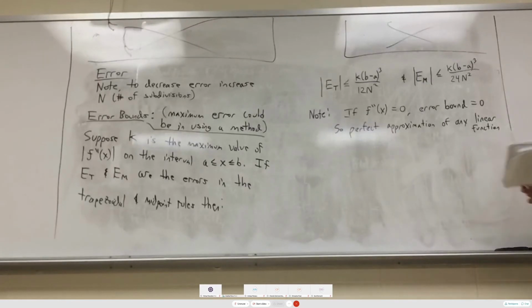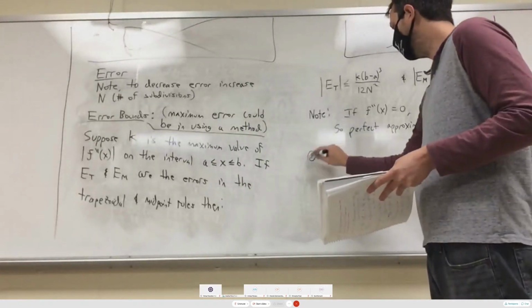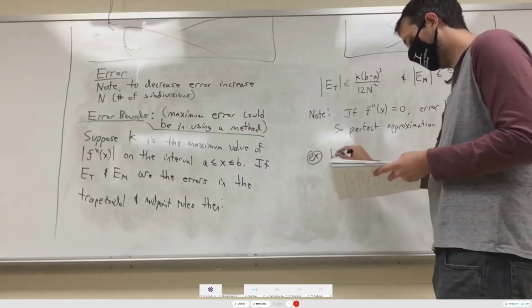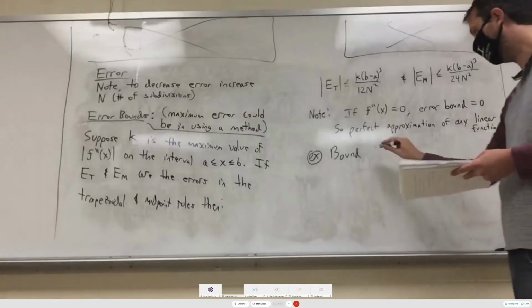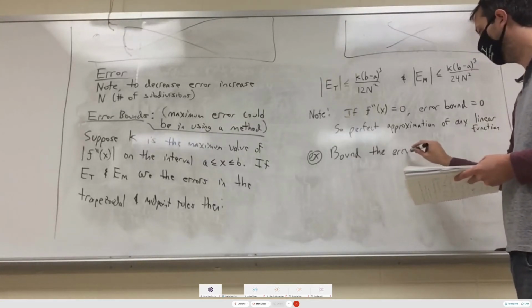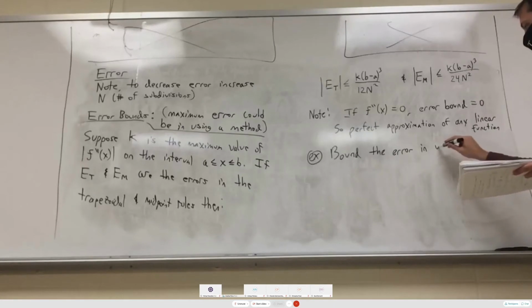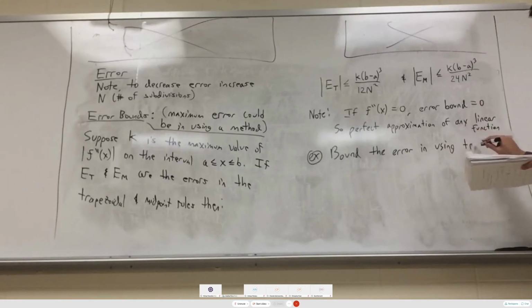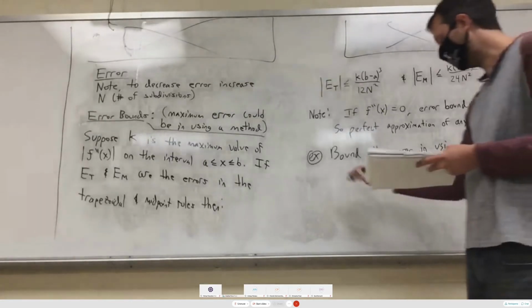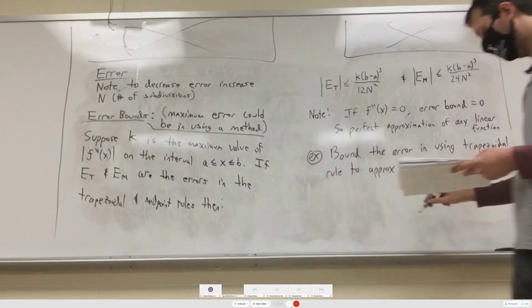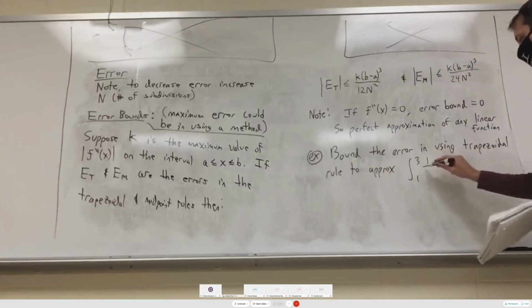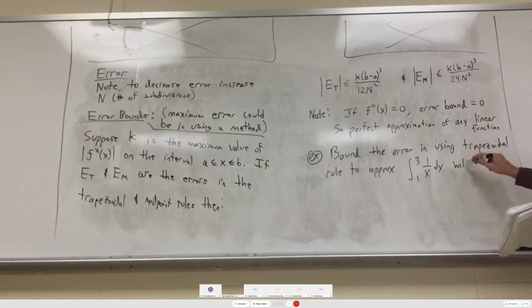That's why I picked something with a log function, because this one's a little more interesting. So let's look at the bound for the error of the function that we're looking at. Bound the error in using the trapezoidal rule to approximate the integral from 1 to 3 of 1 over x dx with n equals 4 subdivisions.